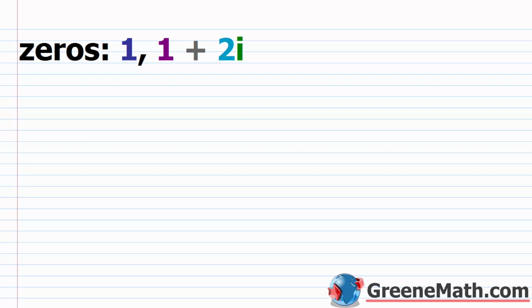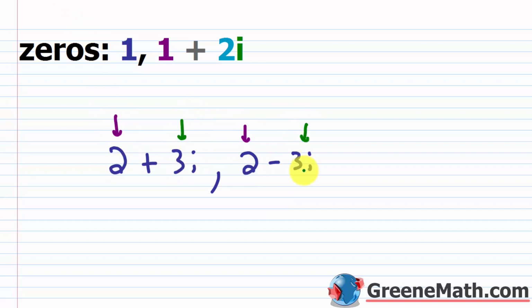So if I had something like 2 plus 3i, and that was a 0, well, then it would also be true that 2 minus 3i would be a 0, okay? Remember, for conjugates, this part stays the same. So you have 2 and 2, and then this part stays the same, so you have 3i and 3i. It's just that your signs are going to be different, okay? So you have a plus and then a minus.